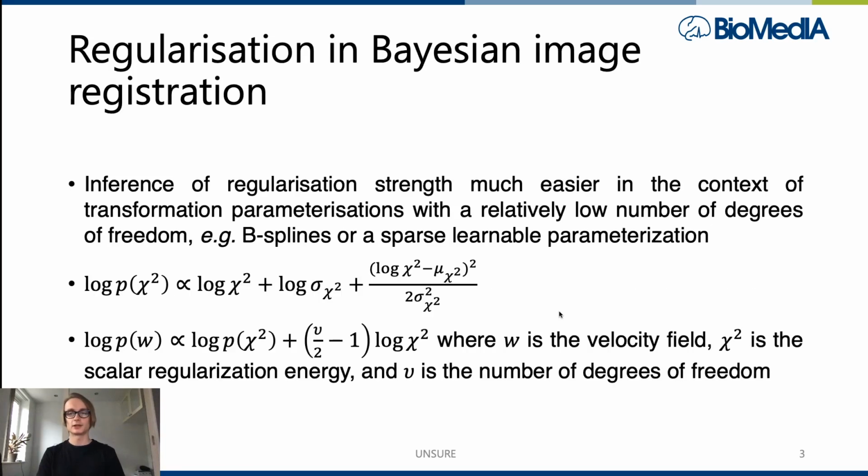Now some details. In Bayesian models, the regularization strength parameter can either be fixed or learned from data. The latter has been done successfully only in the context of transformation parameterizations with a relatively low number of degrees of freedom, for example B-splines or a sparse learnable parameterization. In case of a dense stationary velocity field, where the number of degrees of freedom is orders of magnitude higher, the problem is even more difficult.